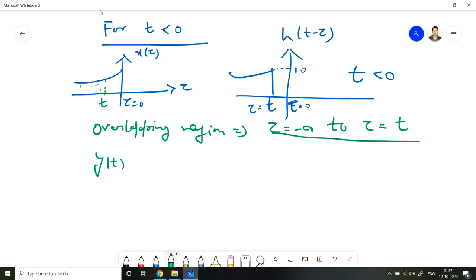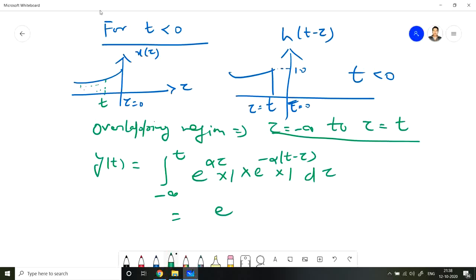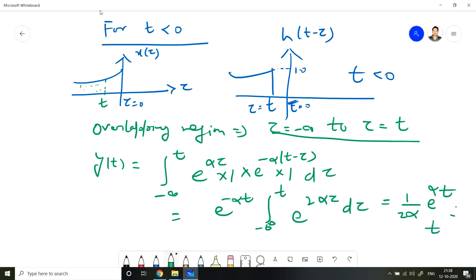So y(t) is written as the integral from minus infinity to t of e^(ατ), and from minus infinity to t we have u(-τ) equal to 1, and then e^(-α(t-τ)), and from minus infinity to t u(t-τ) is also equal to 1, into dτ. So further we can solve this. We will get e^(-αt) times the integral from minus infinity to t of e^(2ατ) dτ. The solution of this is 1 divided by 2α e^(αt). This is our solution for t less than 0.